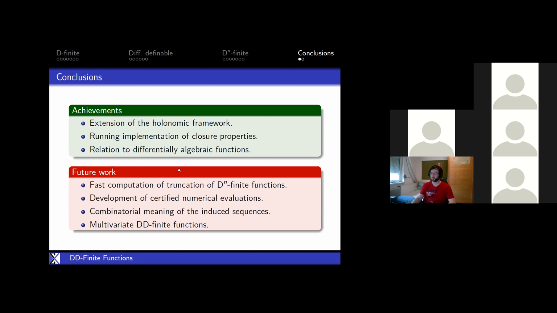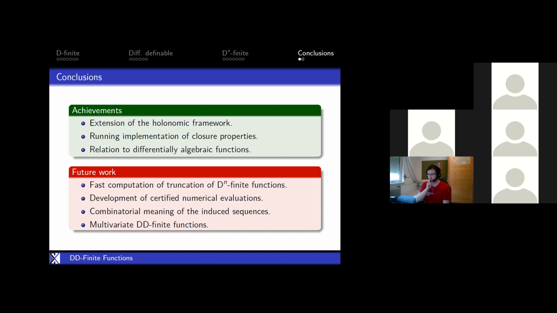the differences between them. And for the future work, we are working on how to compute fast truncation of these D-infinite functions. It can be helpful, for example, for numerical evaluations of the function, which is the second bullet point here. Also, we are working on these sequences: we look at the formal power series, we look at the sequence of coefficients. This may have combinatorial meaning as it was the case for D-finite functions. And also another point of work will be multivariate DD-finite functions.